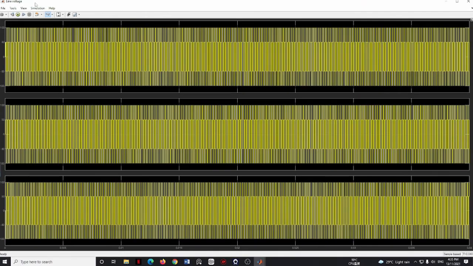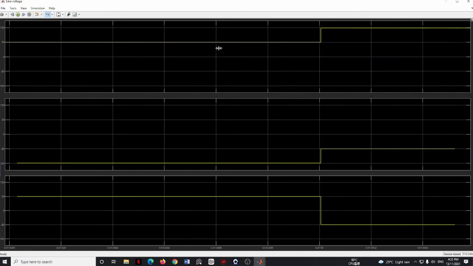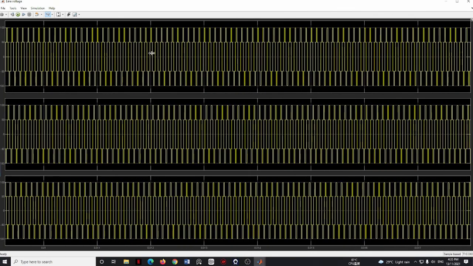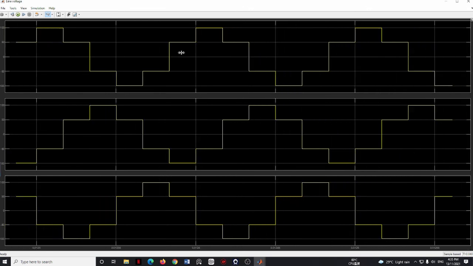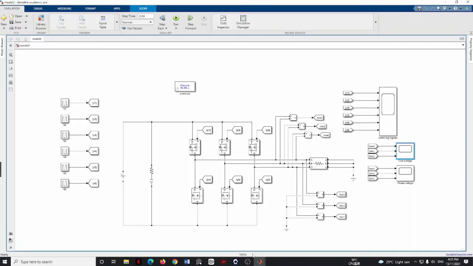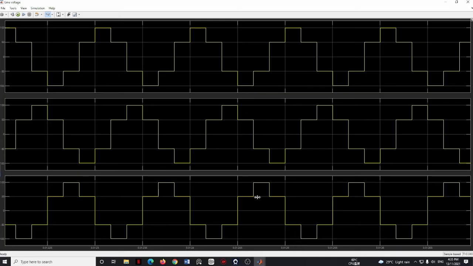Next is the line voltage. This is the line voltage for VAB, VBC and VCA. We could see steps in the waveform, which is different from the switching signal.